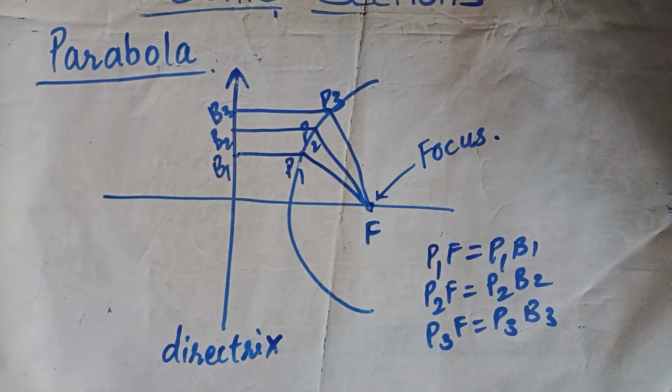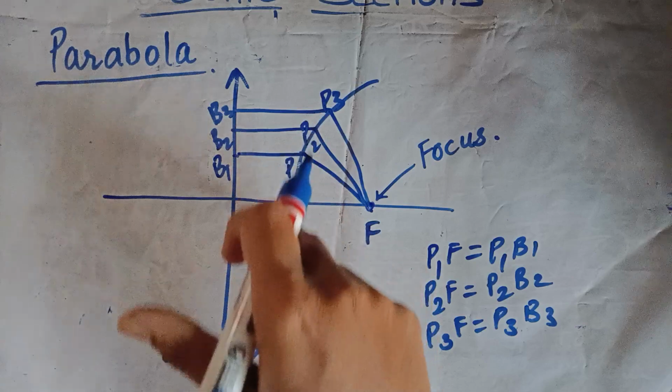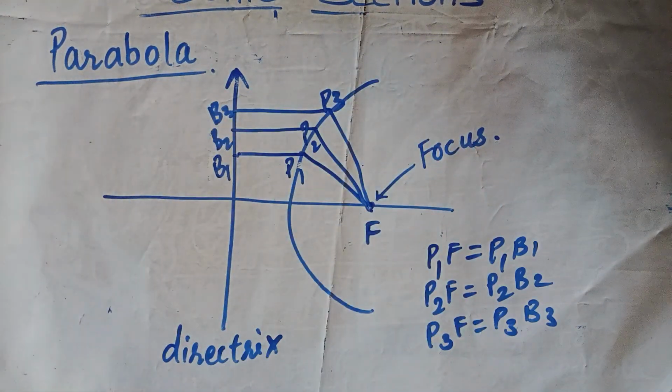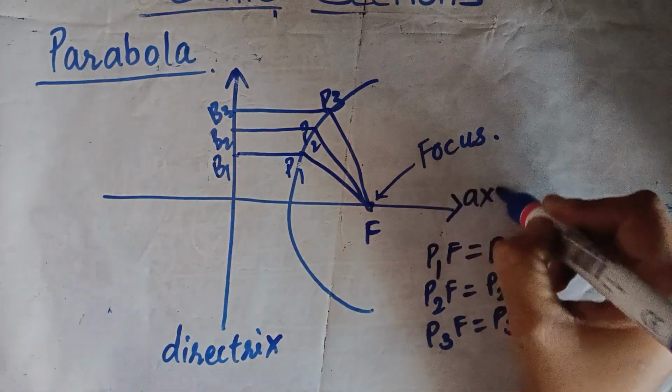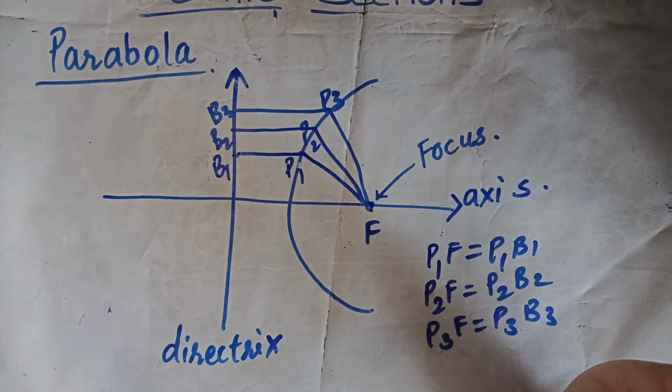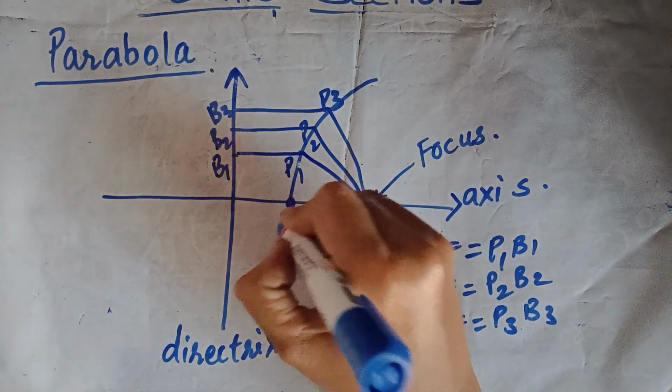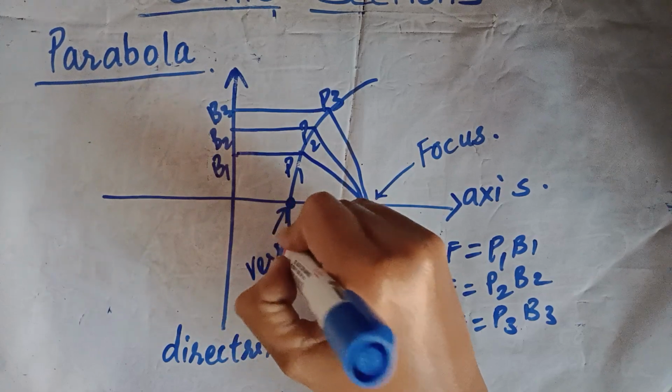Okay. Now they have also given the meaning, that is para means for and bola means throwing, that is the shape described when you throw a ball in the air. So it takes a shape like this. Okay. Now a line through the focus and perpendicular to the directrix, that is this line, is the axis of the parabola. Okay, the point of intersection of the parabola with the axis is called the vertex of the parabola. This point is called the vertex.